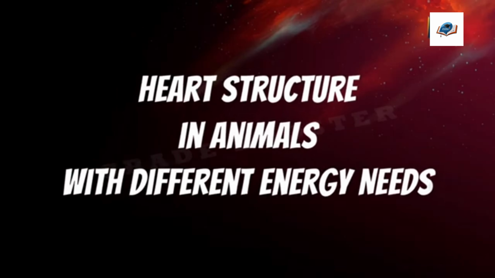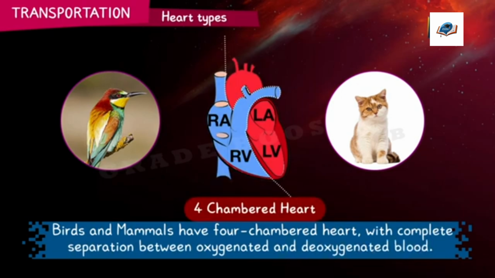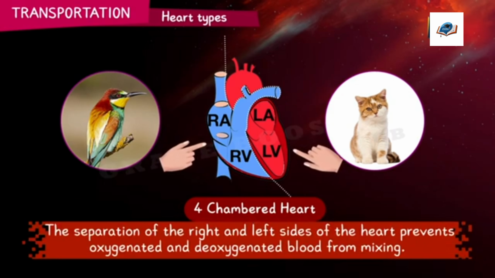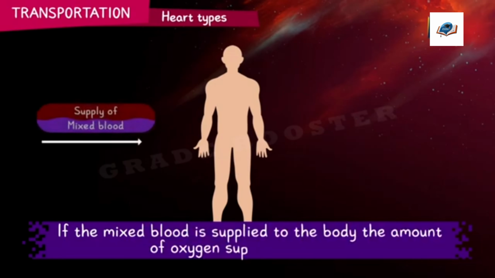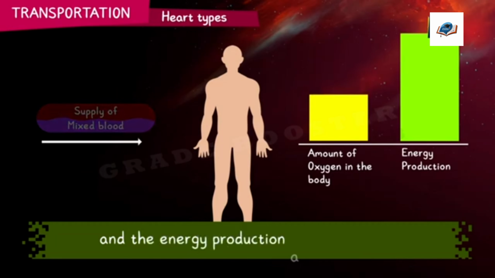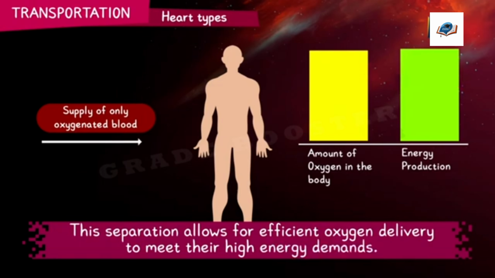Heart structure in animals with different energy needs. Birds and mammals have a 4-chambered heart with complete separation between the oxygenated and deoxygenated blood. The separation of these right and left sides of the heart prevents oxygenated and deoxygenated blood from mixing. If the mixed blood is supplied to the body, the amount of oxygen supply decreases and the energy production also decreases. This separation allows for efficient oxygen delivery to meet their high energy demands.